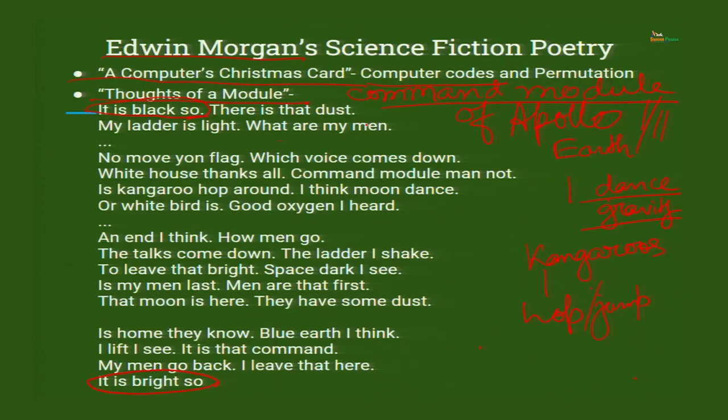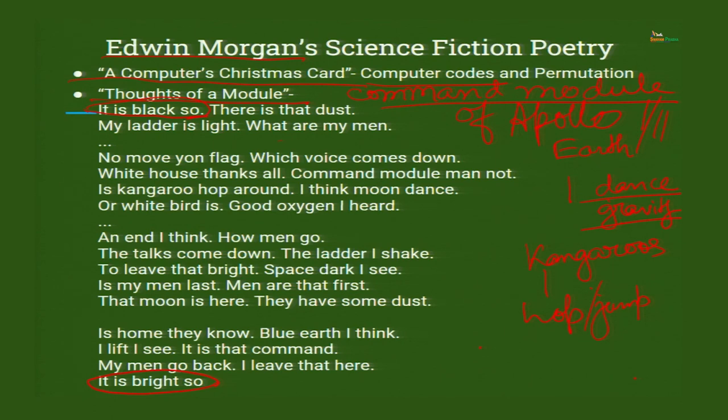My ladder is light. What are my men? The men are going down the ladder because the ladder is also not very heavy on the moon, because the moon's gravity is very less. No, move yon flag. The flag that the people are carrying is not moving around very fast because there is also very less atmosphere on the moon. Which voice comes down? White House, thanks all. So the White House is calling the people on the moon and thanking them for taking this mission ahead and landing on the moon successfully.